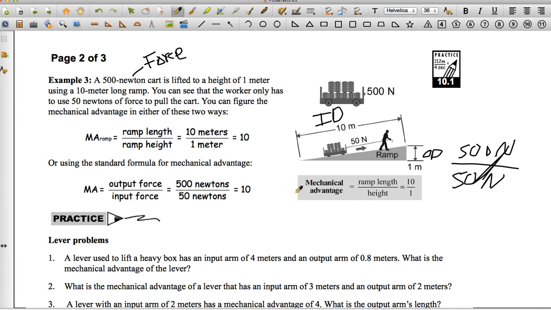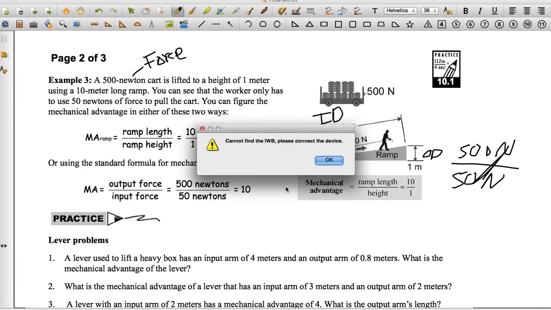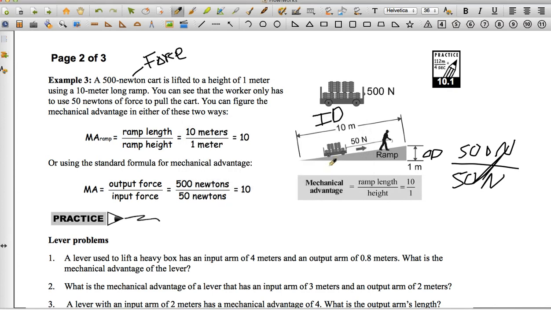So they both do exactly the same thing that we had talked about before, okay? So you can solve for simple machines based on input distance divided by output distance or output force divided by input force. And it just depends on the information that's given to you, okay?